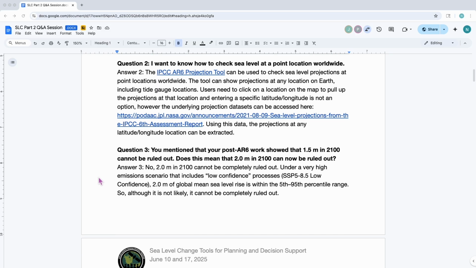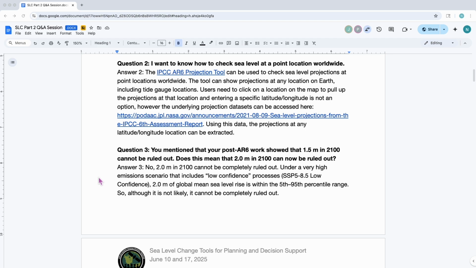So question number 2, I want to know how to check sea level at a point location worldwide. So whoever answered that, if you could please unmute. I can jump in. This is Denis Felikson. Thanks for that question. So the IPCC AR6 projection tool that we demoed in this training can be used to pull down sea level projections at any location worldwide.